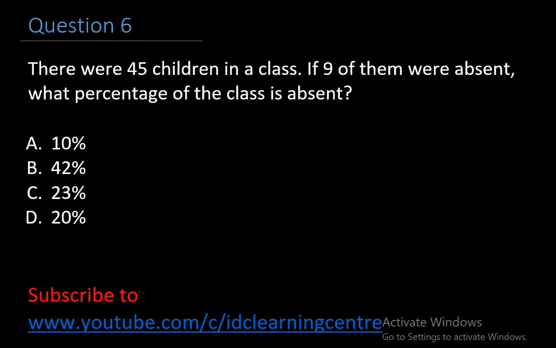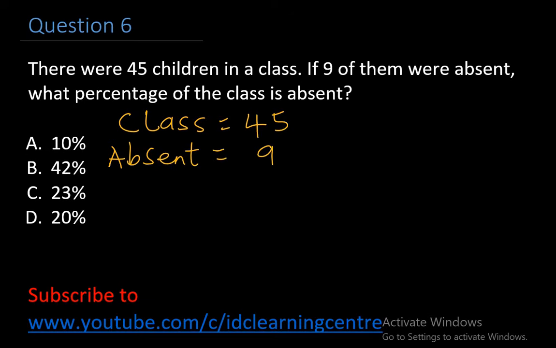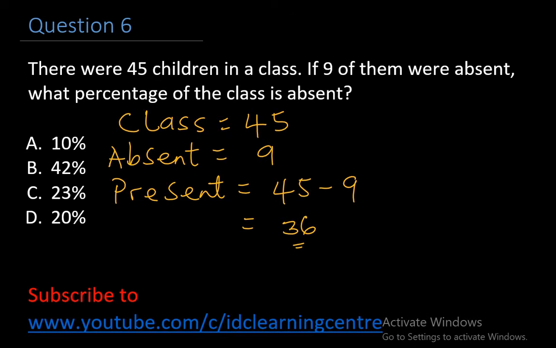Question 6 says, there were 45 children in a class. Class equal to 45. If 9 of them were absent, absent equal to 9. Present will be total number of students, which is 45, minus those absent, which is 9. What will it give us? 36. 36 is present. But if you look at this question, it says, what percentage of the class is absent?